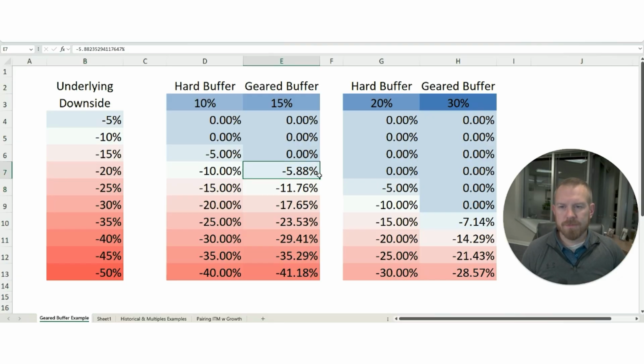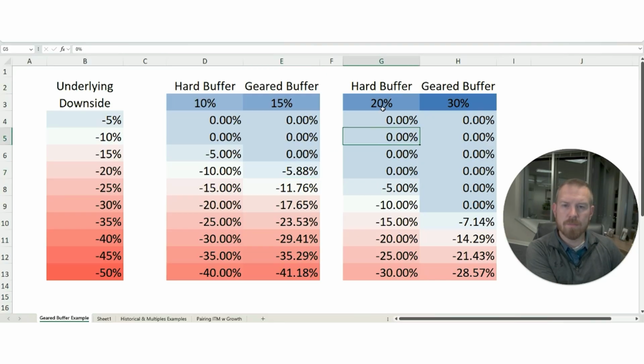Now for the geared buffer. Going back to the 10% hard buffer, a comparable cost or a slightly cheaper cost is a 15% geared. What happens is that the first portion of that buffer is very similar to a hard buffer. So with a geared buffer of 15, if the underlier is down 15, no problem, the client didn't lose any funds. But it's called geared because it ramps up or gears up that potential loss the further away from that geared buffer. So if the geared buffer is 15 and the underlier is down 20, they're not down just 5, they're down 5.88. It ramps up, or gears up, that loss.